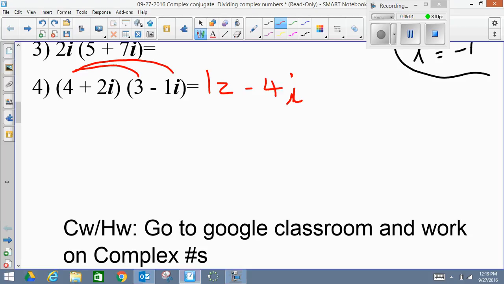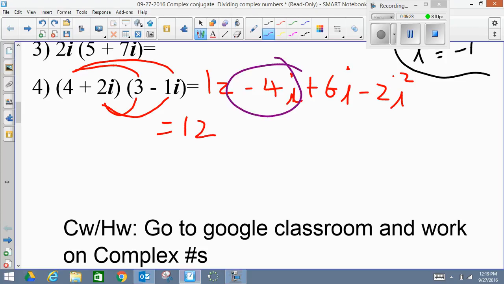Next, I have to do the same thing with the 2i. So 2i times 3 is going to give me 6i, and then 2i times negative 1i. 2 times negative 1 is negative 2. i times i gives you i squared. So here we go. Let's combine like terms and replace the i squared by negative 1. So I have 12. Now, these two, negative 4i plus 6i, are like terms, so I can combine them. Negative 4 plus 6 is 2i.